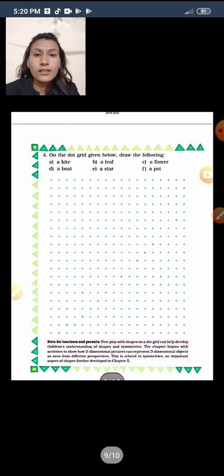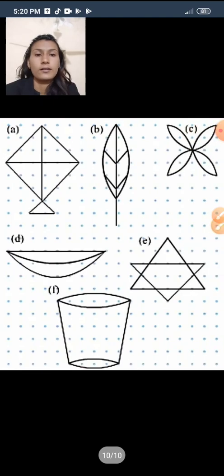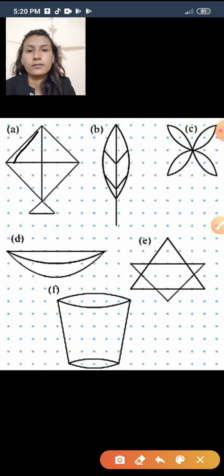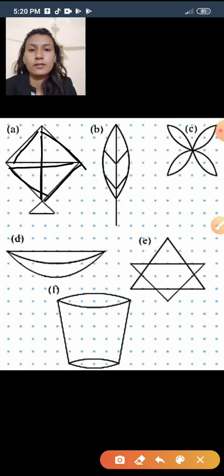On the dot grid given below, draw the following: a kite, a leaf, a flower, a bird, a star, a pot. You can draw in your textbook like this. First one, a kite. You can try to draw in your textbook like this. Then after, a leaf.